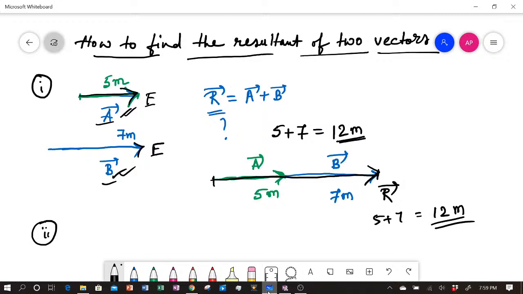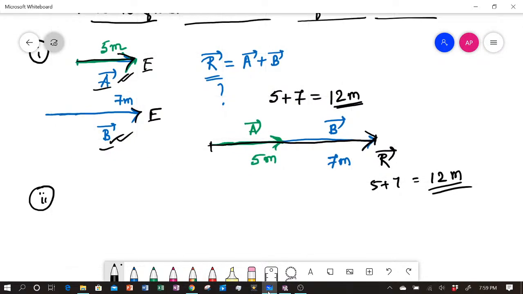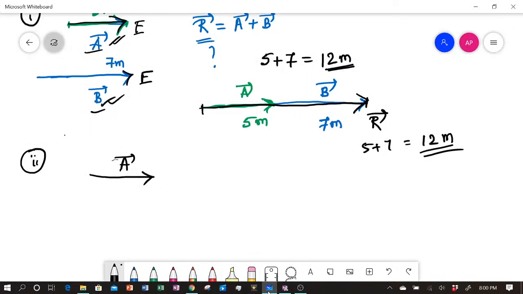Okay, so I think I should go for the next problem, where this is vector A and it has magnitude. Suppose again, let's take it as 5 not meter but 5 Newton. Suppose this A vector is a force which has magnitude 5 Newtons.